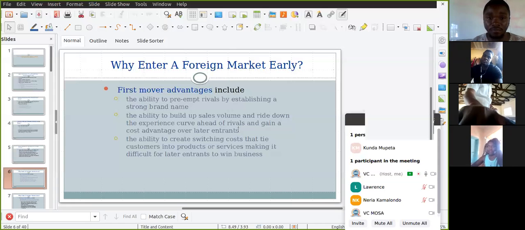Point number 3, the ability to create switching costs that tie customers into products or services, making it difficult for later entrants to win business.